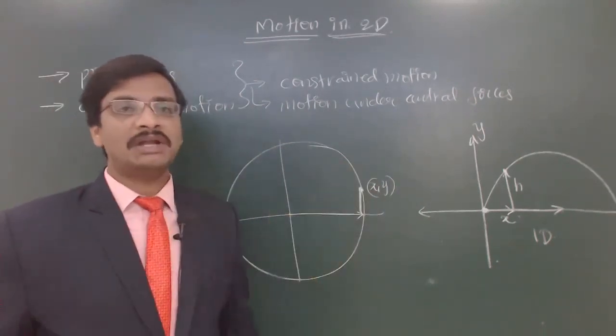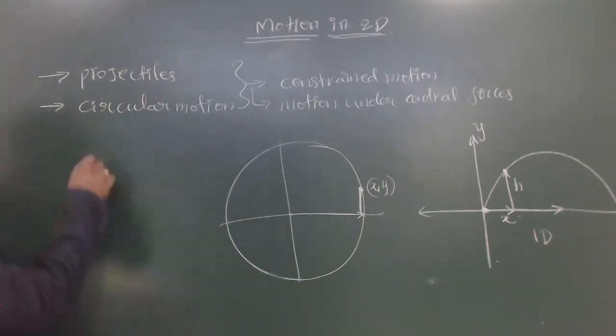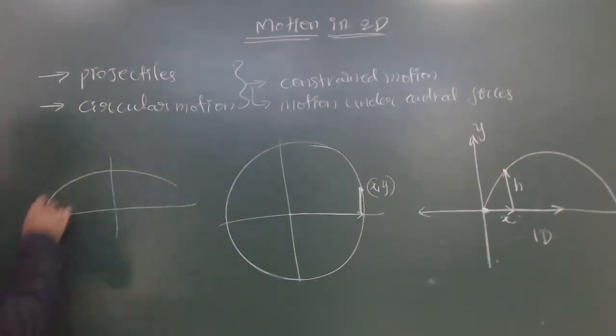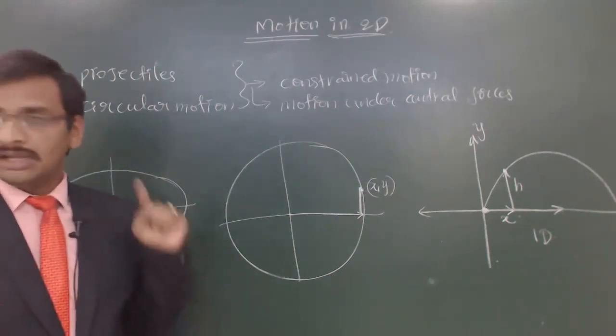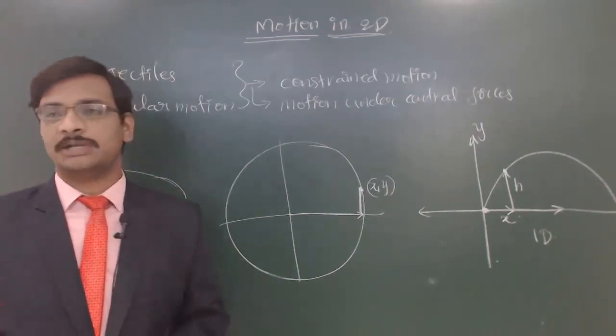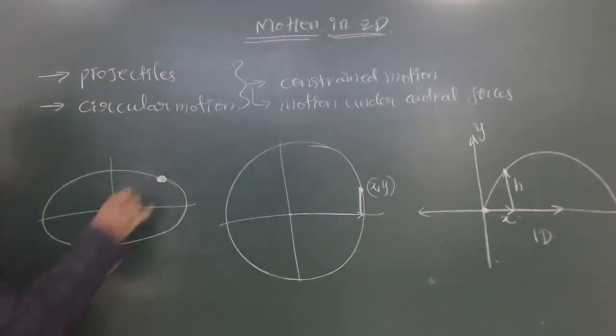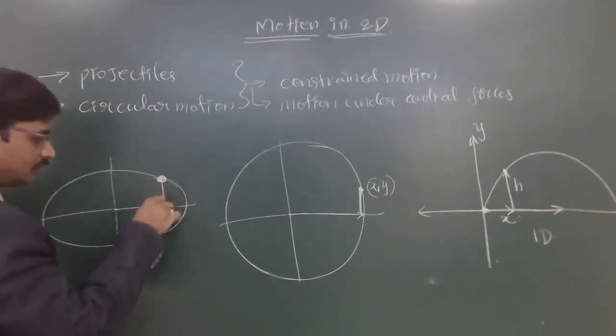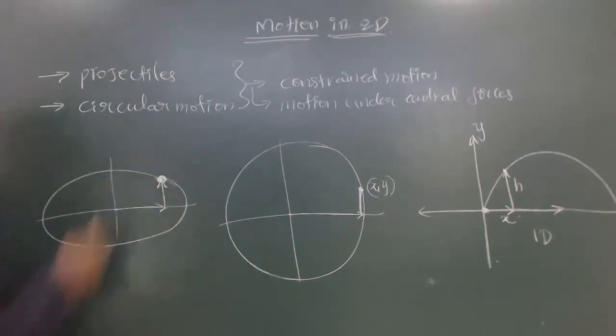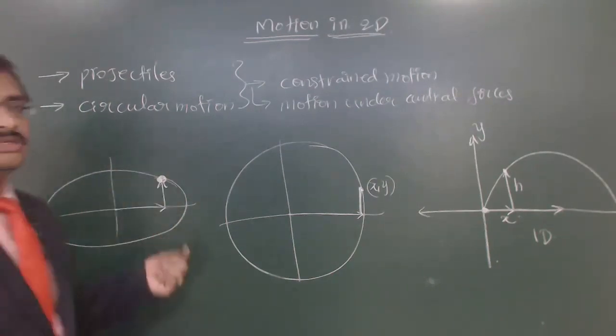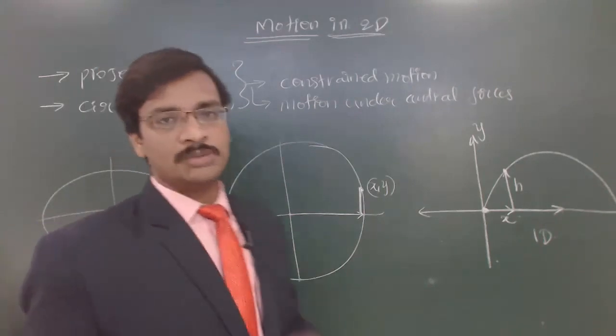Even in planetary motion, Kepler's law says that the particle tries to move in an elliptical orbit. Here also the ellipse is a two-dimensional shape. At any instant, if this is the location of the planet, there will be an associated x value and an associated y value. So elliptical motion is also a form of two-dimensional motion.